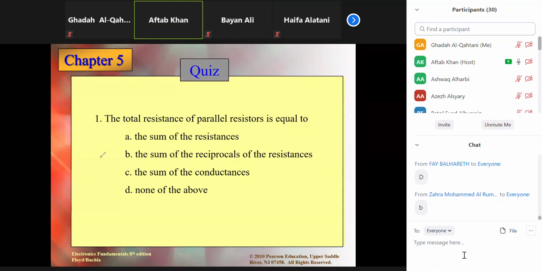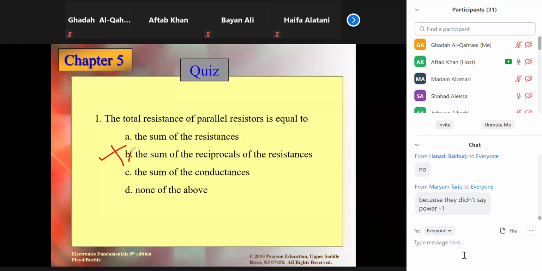Is B correct? No. Why not correct? Because it's the reciprocal of the sum of the reciprocals. Absolutely right. It should be written here: reciprocal of the sum of the reciprocals. Reciprocal, yani 1 over, that is called reciprocal. Then the sum of reciprocals. So they are saying the sum of the reciprocal.